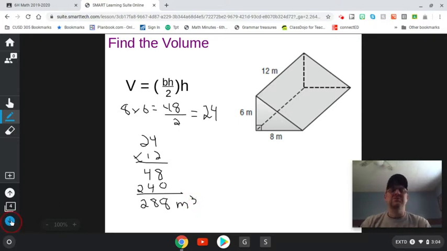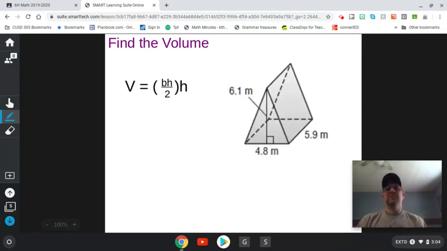All right, let's do another problem here. This one, we've got some decimals to work with. So you can take the base times the height and then divide that by 2. Or you could take half of the base and take that times the height. In this case, I would say maybe it's easier to do it that way. So I'm going to take half of the base, which is half of 4.8 or 4 and 8 tenths, which is going to be 2 and 4 tenths, because half of 4 is 2, half of 8 is 4, so it's 2 and 4 tenths.